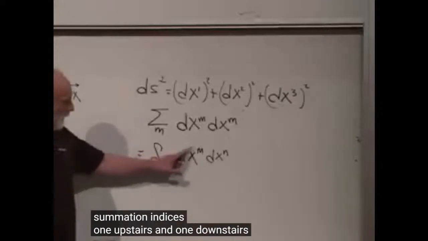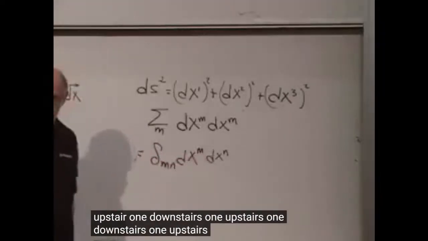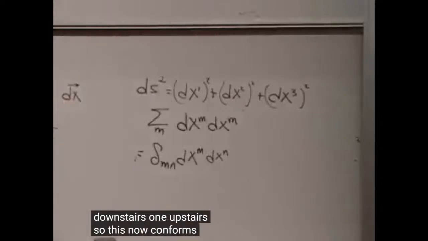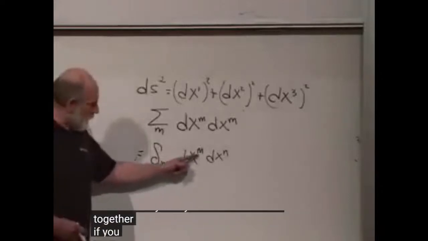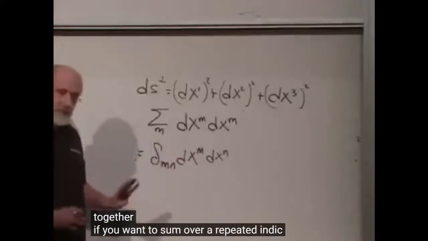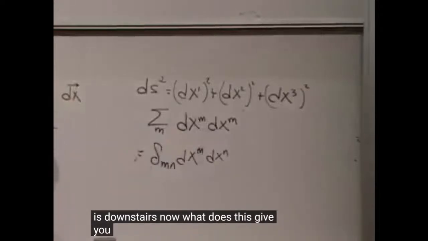1 upstairs and 1 downstairs, 1 upstairs, 1 downstairs. So this now conforms to my rule about the way that you combine indices together. If you want to sum over a repeated index, make sure 1 is upstairs and 1 is downstairs. Now, what does this give you?